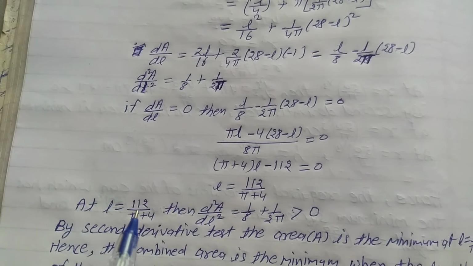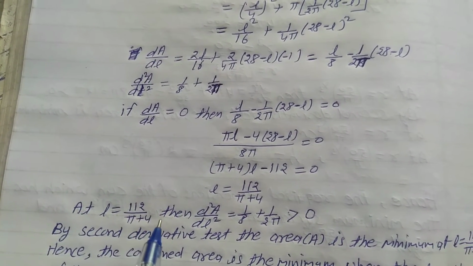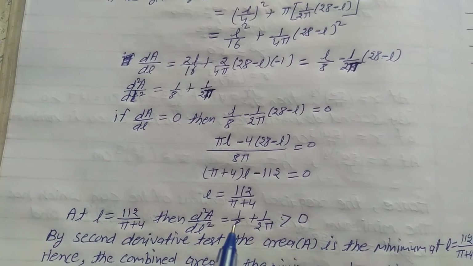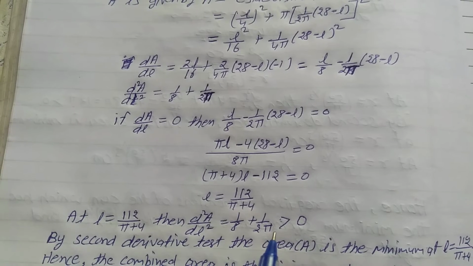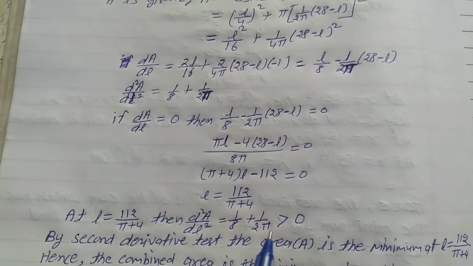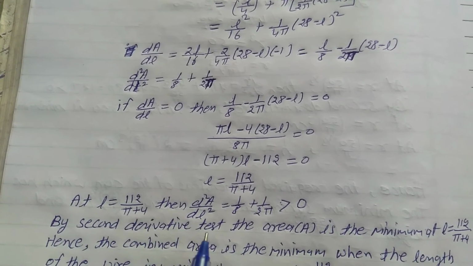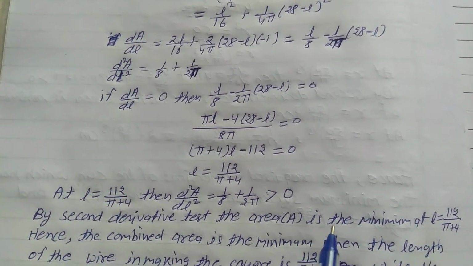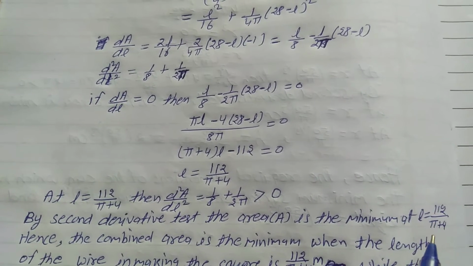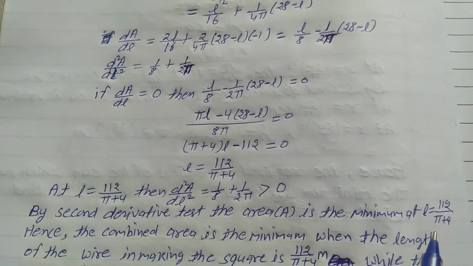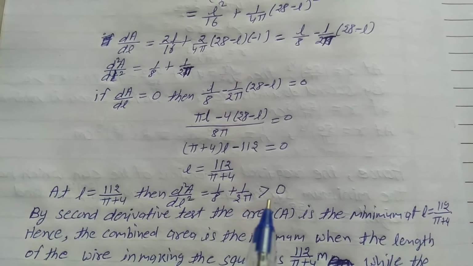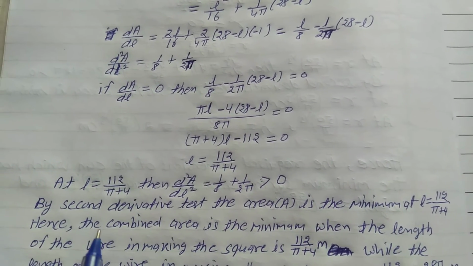At L equal to 112 upon pi plus 4, d2A upon dL squared is equal to 1 upon 8 plus 1 upon 4 pi, which is constant, and it is greater than 0. By the second derivative test, the area is minimum at L equal to 112 upon pi plus 4, because if the second derivative value is greater than 0, that is the condition for a minimum value.